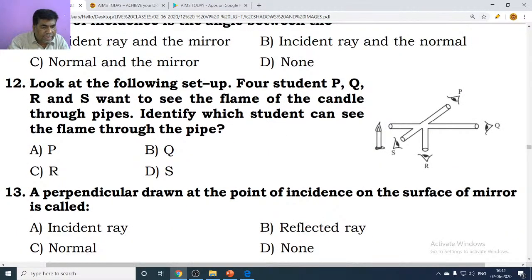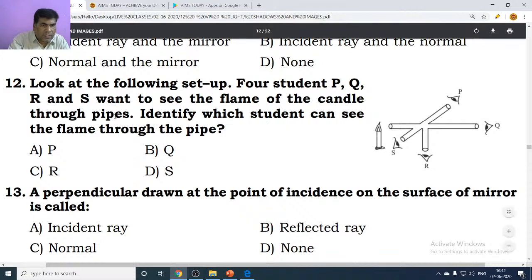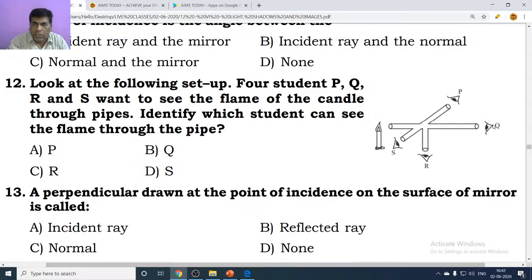Come on, see the 12th question here. Look at the following setup. Four students, P, Q, R, S, want to see the flame of the candle through pipes. Identify which student can see the flame through the pipe. The candle is here, P is here, Q is here, R is here, S is here. Which student can see the candle flame?